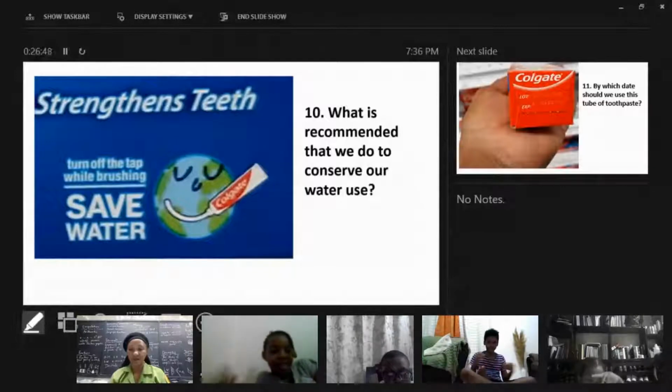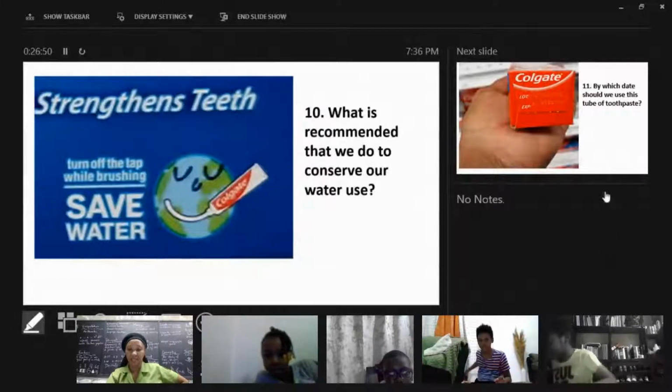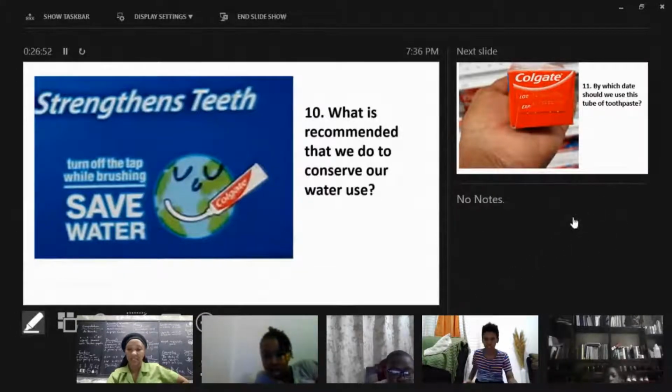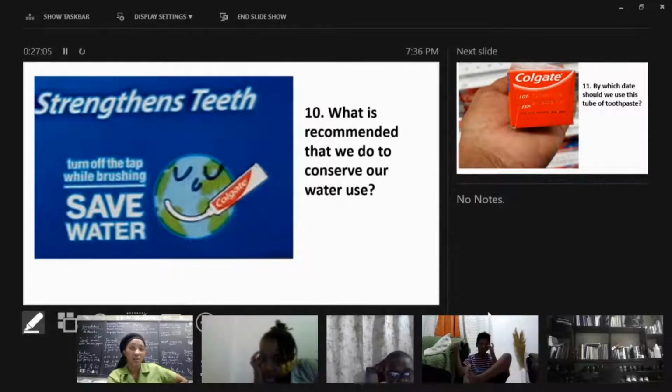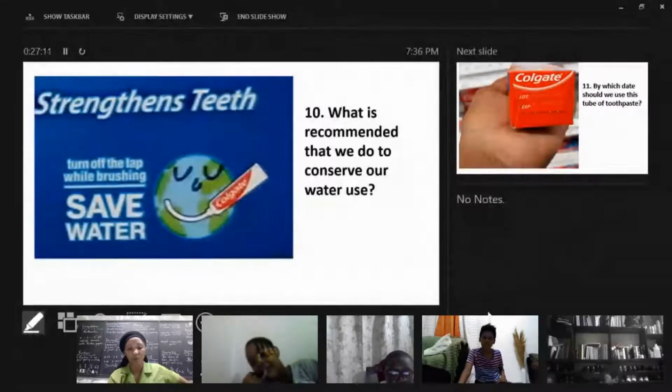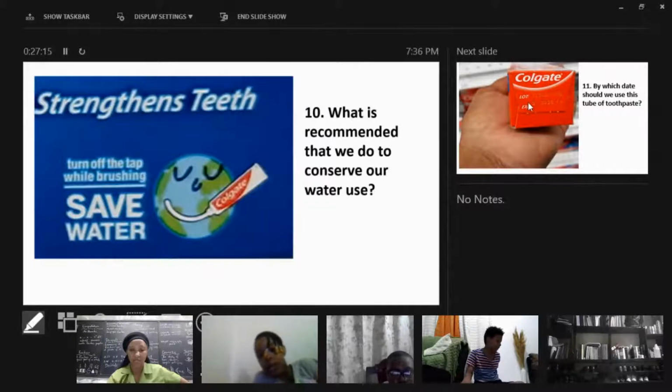And almost everybody in the chat is saying that. So Maceline, Oshana, Ashley, everybody is saying turn off the tap while brushing. So the manufacturers are encouraging us to conserve water. While you are brushing, turn off the tap, and then when you're ready to rinse your mouth and rinse the toothbrush, you turn the tap back on.